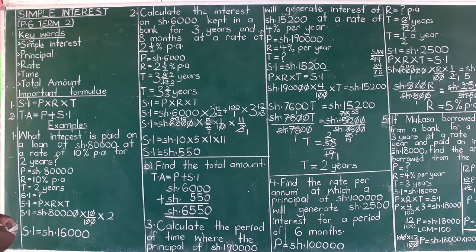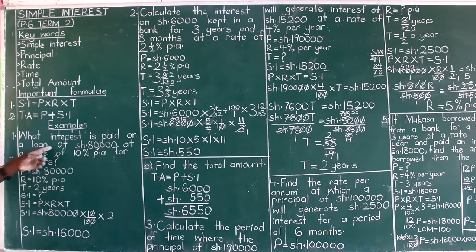And now we'll look at examples and see how one goes about these 5 terminologies of simple interest, principal, rate, time, and total amount. Example number 1 reads, what interest is paid on a loan of 80,000 shillings at a rate of 10% per annum for 2 years? Now, we're asking for simple interest.